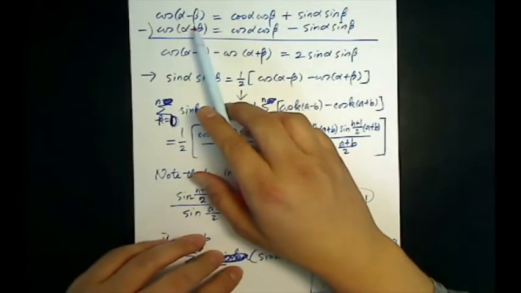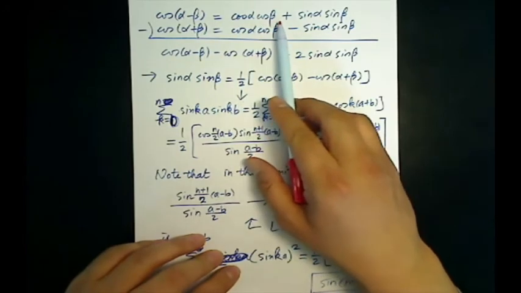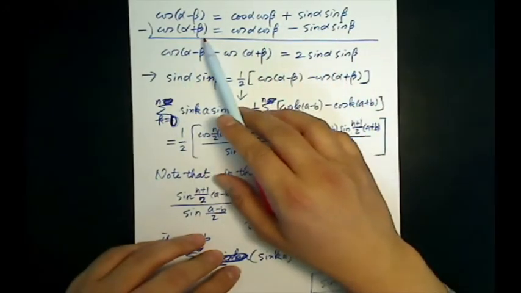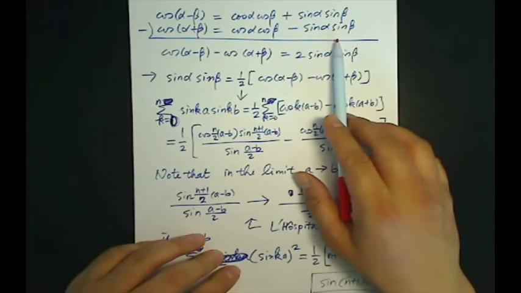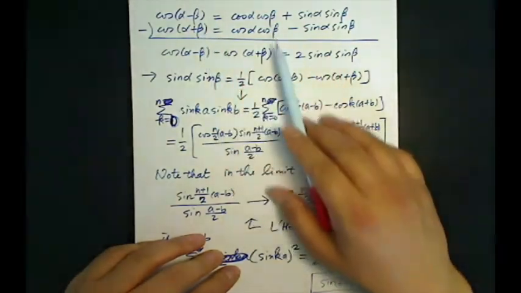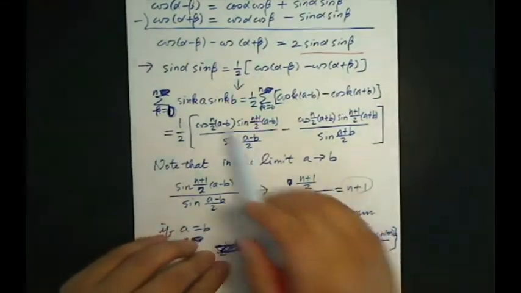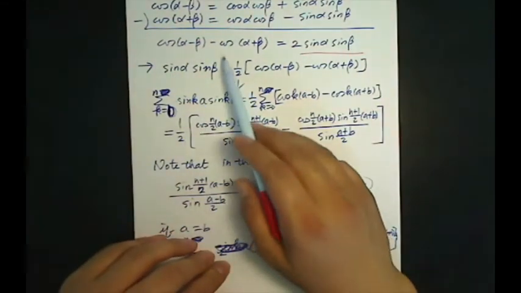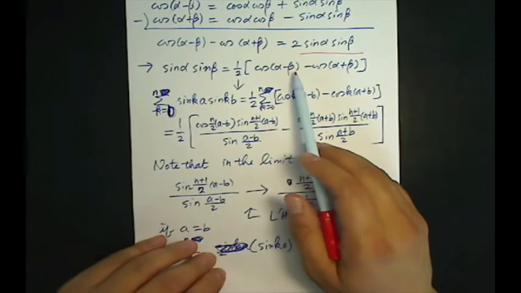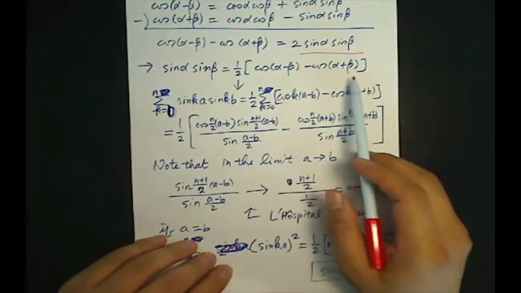We have cosine of alpha minus beta, which is cos cos plus sine sine. Cosine of alpha plus beta is like that. The difference of these two will give the product of sine and sine. So sine alpha times sine beta is 1/2 of cosine alpha minus beta minus cosine alpha plus beta.